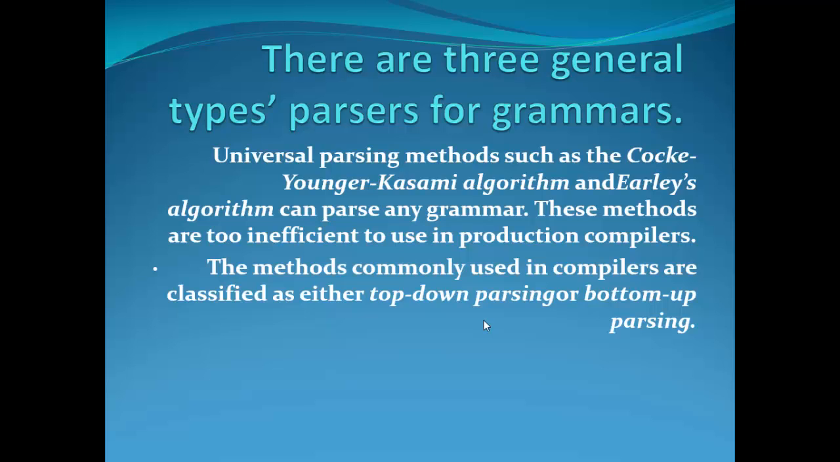There are 3 general types of parsers. One is the universal parser methods, such as Cocke-Younger-Kasami's algorithm and Earley's algorithm, which can parse any grammar. These methods are too inefficient to use in a production compiler. The methods commonly used in compilers are classified as either top-down parsing or bottom-up parsing.